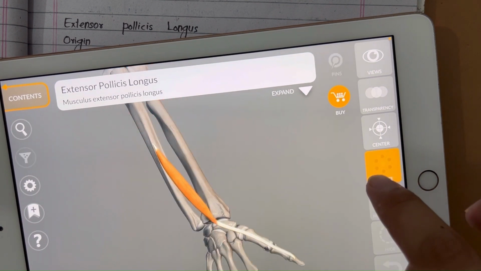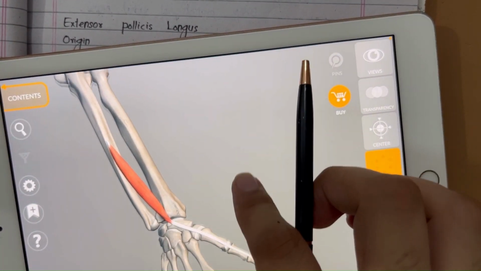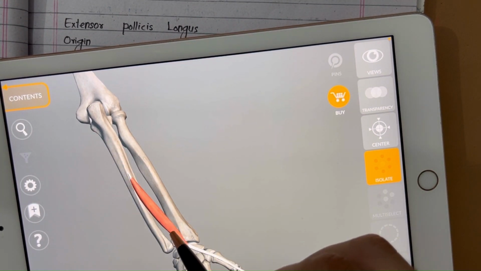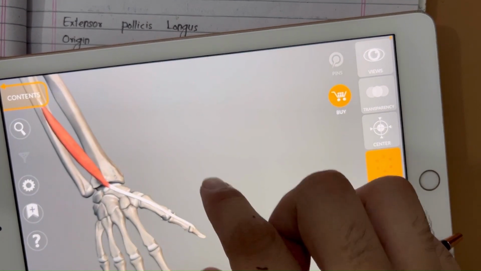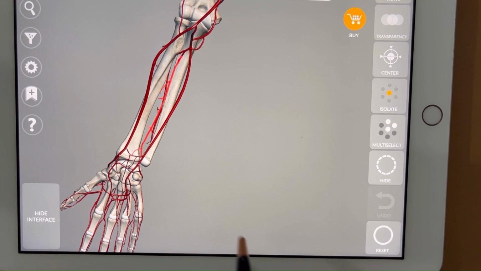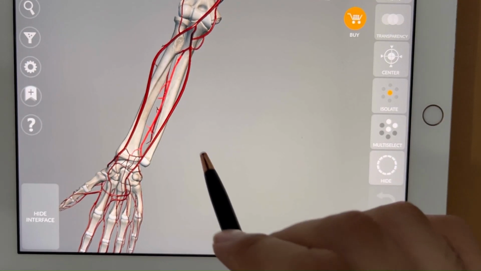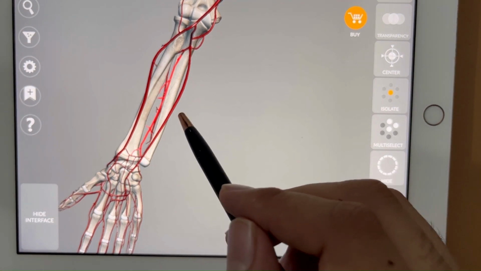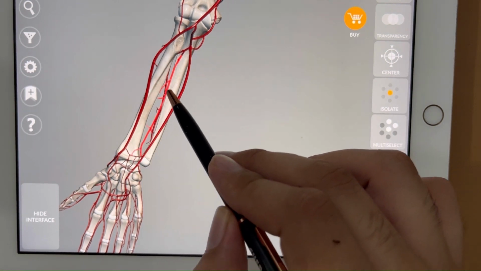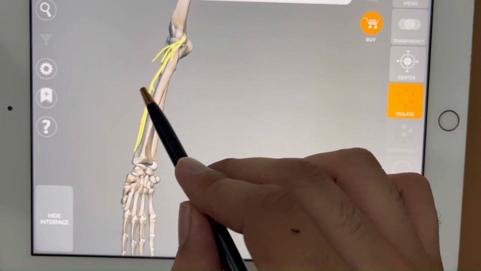So student, the extensor pollicis longus muscle originates from the posterior surface of the shaft of the ulnar bone. This is the ulnar bone. And student, this muscle runs inferiorly and inserts into the distal phalanx of the thumb. Student, this muscle is supplied by the anterior interosseous artery, while the extensor pollicis brevis muscle is supplied by the posterior interosseous artery. This highlighted artery here is the anterior interosseous artery. So this muscle is also innervated by the deep branch of the radial nerve.